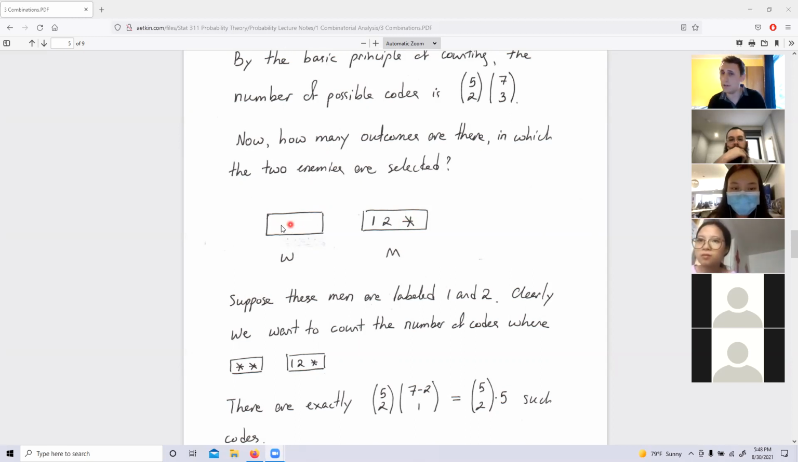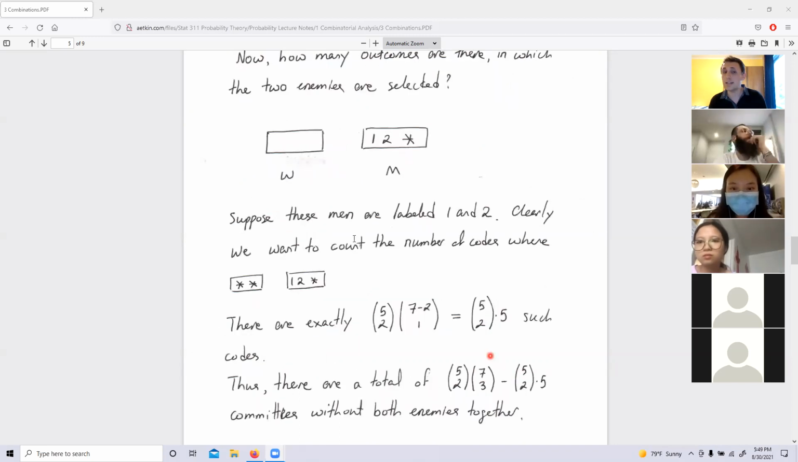But this box can be filled in any which way. So there were, I believe, 5 women. And we need to pick 2 of them. So it's 5 choose 2 possibilities to fill in this box and 5 choose 1 possibilities to fill this box. So it's 5 choose 2 times 5, right? That's how many combinations there are where you have 2 enemies in the same committee.